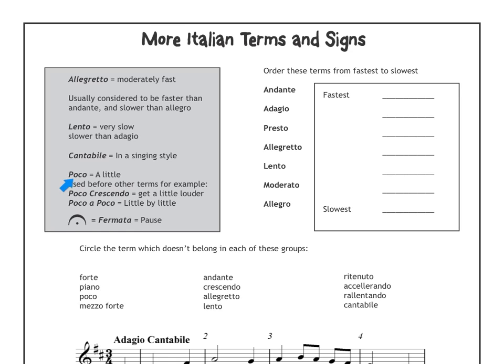We're going to get to the word poco. Poco means a little, and because it doesn't really mean anything on its own, it's often used before other terms. Like here, you might have poco crescendo, just a little bit of increasing the volume. Poco a poco, little by little. So you might do a rit poco a poco, which means little by little, slow down the tempo.